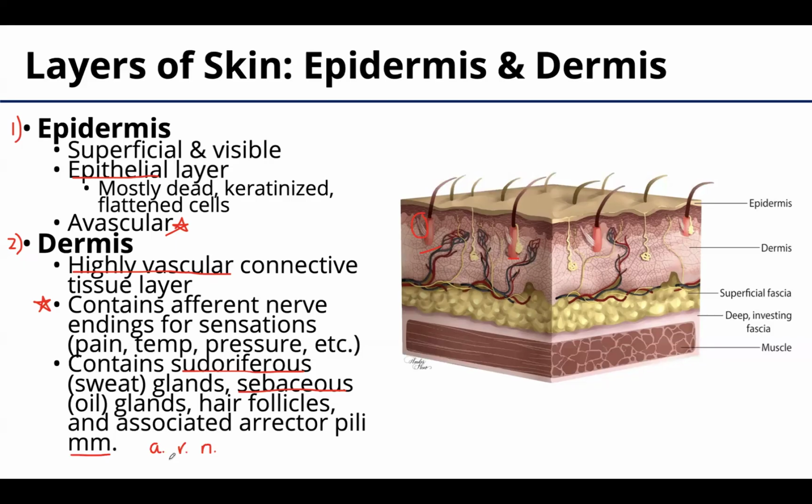So to quickly review, the epidermis is superficial, the dermis is larger, more complex, and deeper. Both of these layers together equal skin.